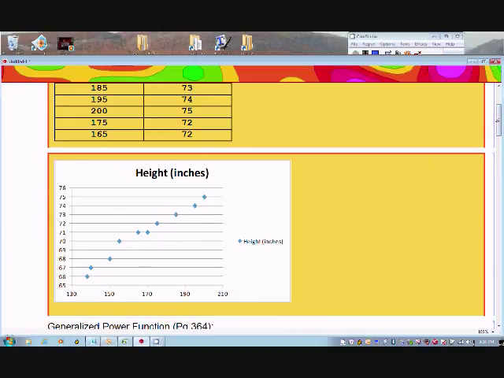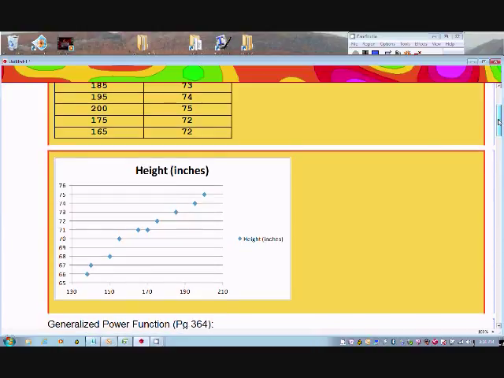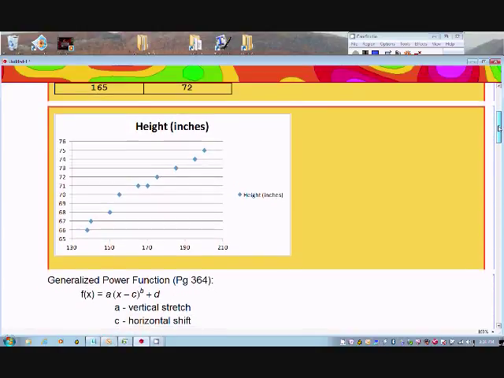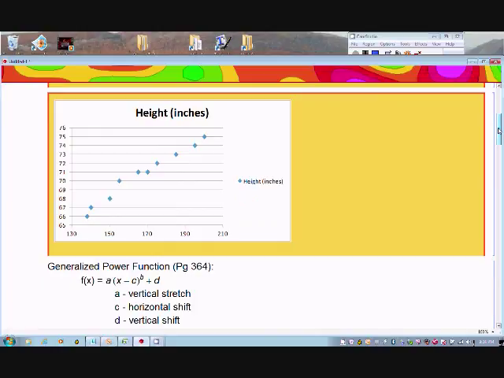So we talked about generalized power functions in the Modeling in Real and Complex World book on page 364. It gives us the form f of x equals a times (x minus c) raised to the b power, plus d. Correction: a is the vertical stretch, c is the horizontal shift, and d is the vertical shift. So using these parameters, we're going to estimate a model that will try to explain this height and weight data.